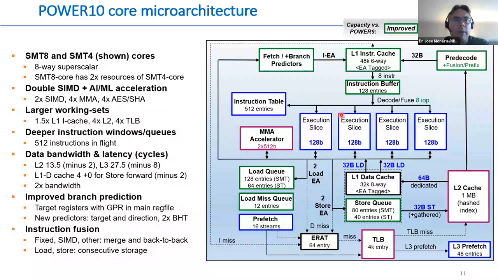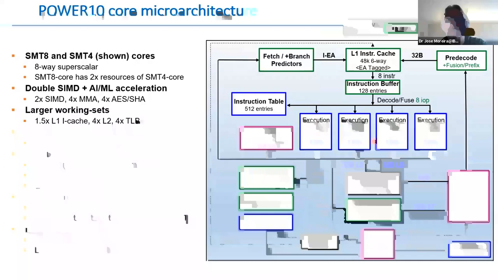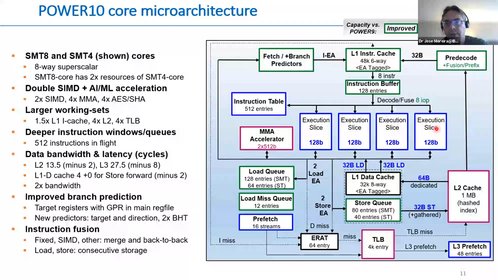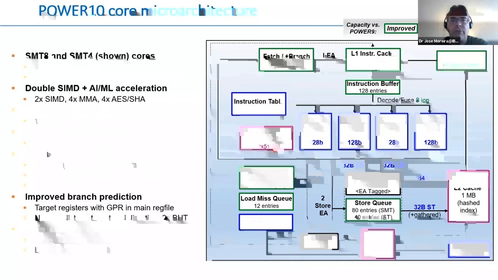What are the big improvements over POWER9? The execution slices have been doubled in size. POWER9 had 4 execution slices of 64-bit width. We have moved to 4 execution slices of 128-bit width. That's why our vector throughput went up by a factor of 2. We used to have to pair 2 slices to make a vector unit. Now we can do 4 independent vector units, 4 per cycle. This is complemented by the matrix unit I mentioned before, which has 2 engines, each capable of producing 512 bits of result.